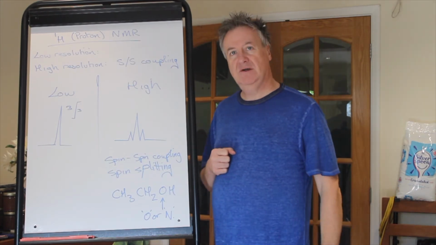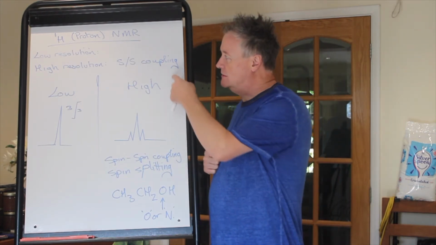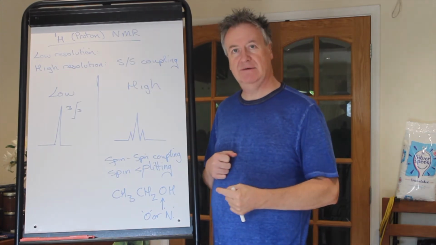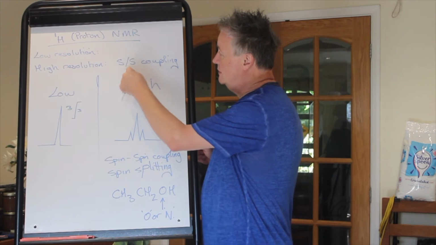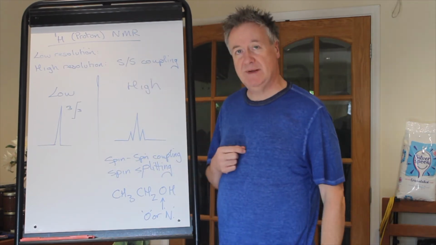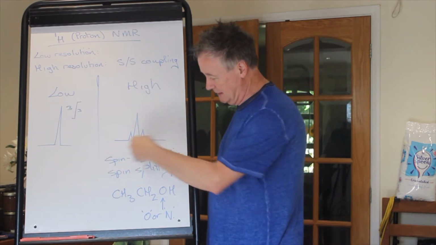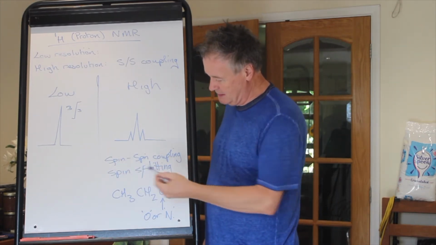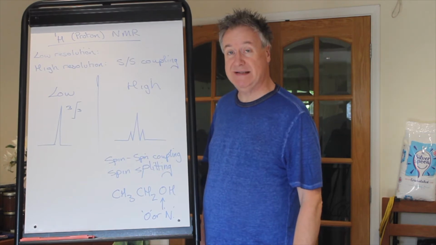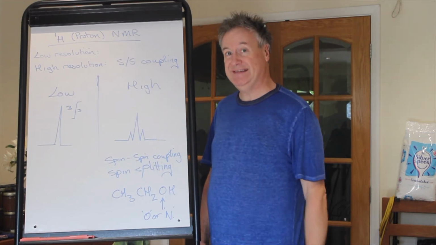Most of the usefulness of proton NMR is in high resolution, and most of the A-level questions involve high resolution. So in high resolution, you get what's called spin-spin coupling properly. I've written down here sometimes how people refer to it differently. Spin-spin coupling is also sometimes called spin splitting because of what it does.